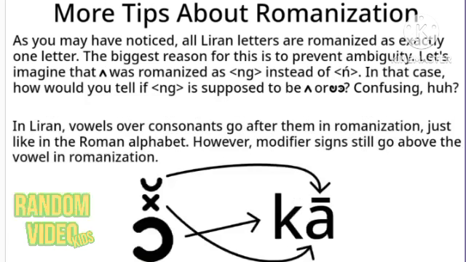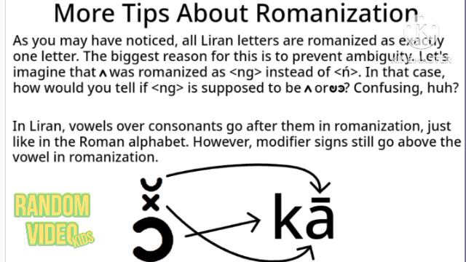More tips about romanization. As you may have noticed, all Liran letters are romanized as exactly one letter. The biggest reason for this is to prevent ambiguity. Let's imagine that Ang was romanized as NG instead of N with acute. In that case, how would you tell if NG is supposed to be Ang or Noon Gaf?